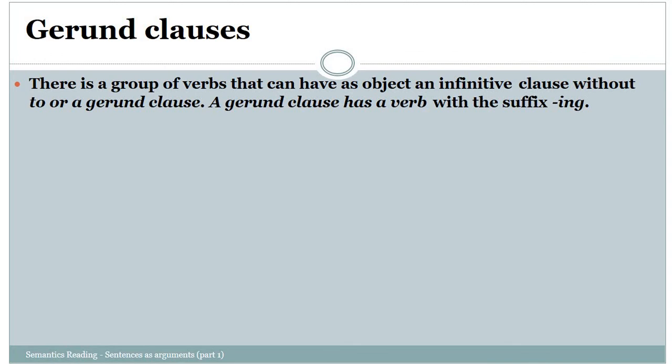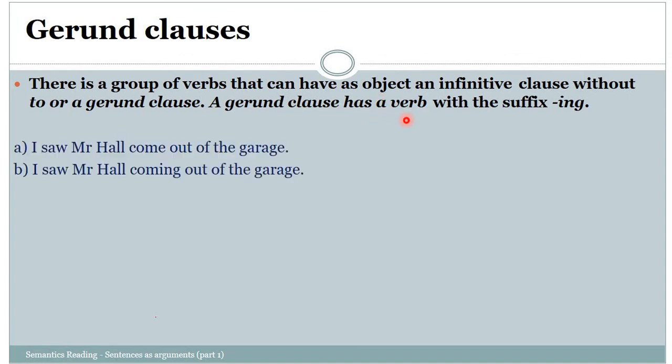So the last type for today's lesson is gerund clauses. There is a group of verbs that can have as object either an infinitive clause without to or a gerund clause. A gerund clause has a verb with the suffix -ing. So let's see what I mean.